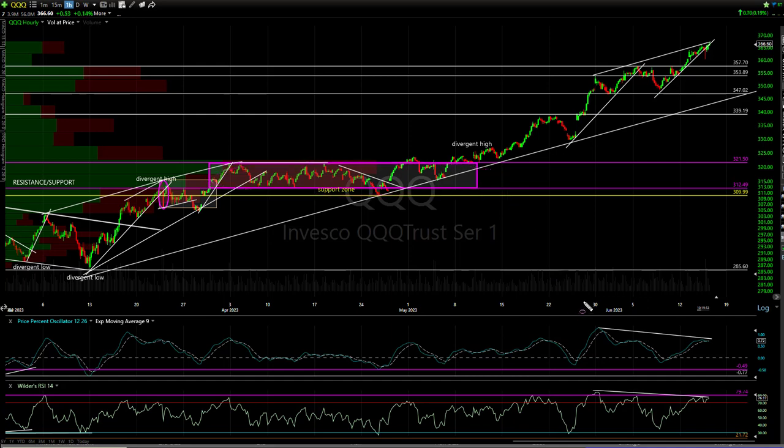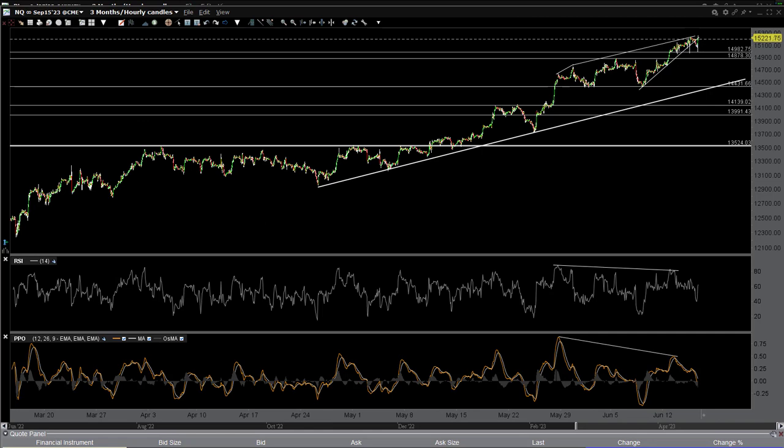Now, this is a 60-minute chart. Let me show you the 60 of NQ real quick. NQ futures just rolled. I rolled them this week, so mine went now on the September contracts is the current one. You can see the same thing here. I'll zoom in a little tighter so you can see it.